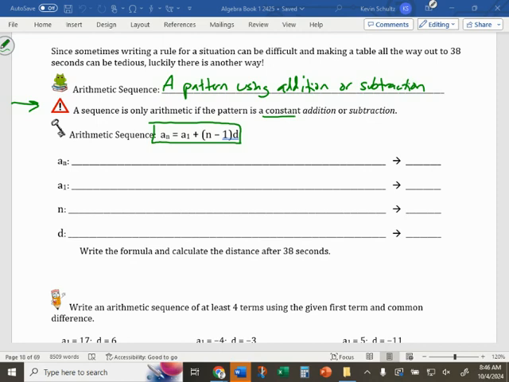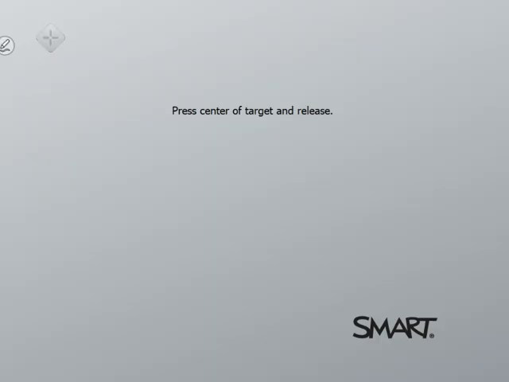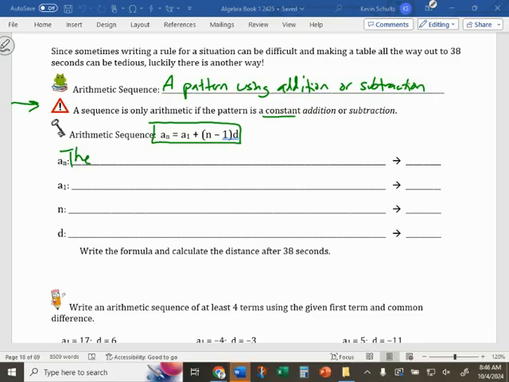Okay? The A_n, I gotta calibrate, hold on. I'm gonna impress you with my accuracy. Okay. There it is. Right in the middle.